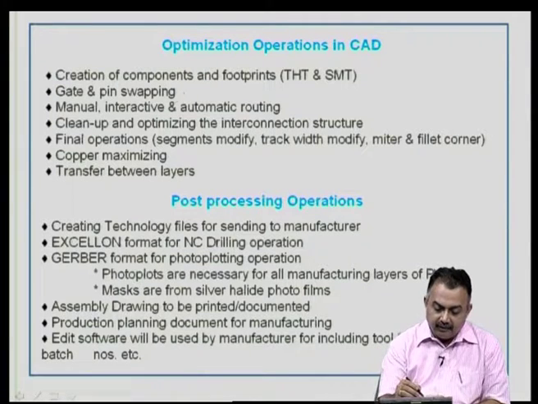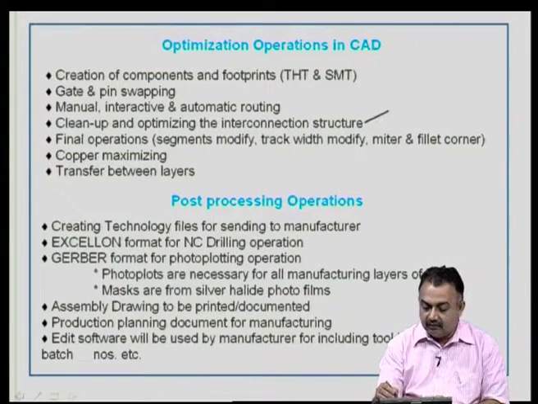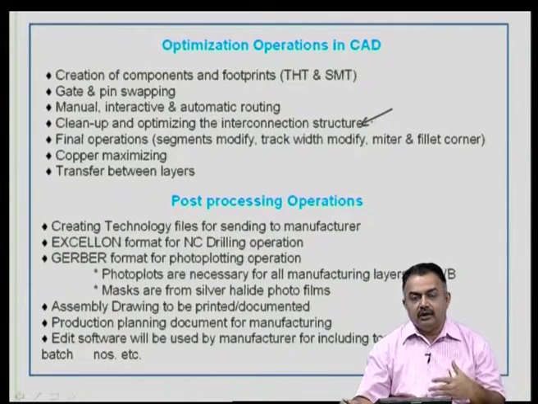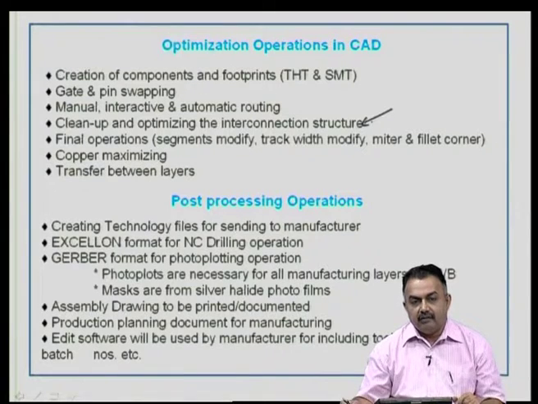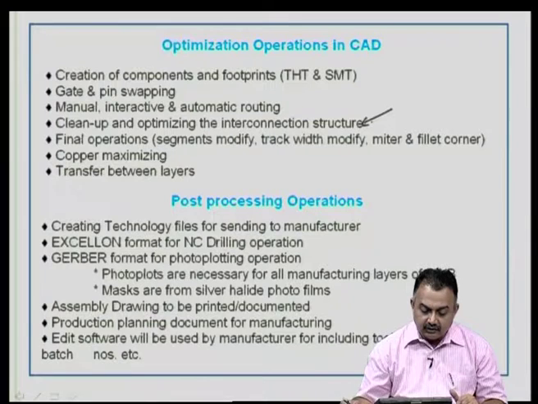Gate and pin swapping can be done. Manual, interactive and automatic routing can be done. Cleanup and optimizing the interconnection structure is a very must once you finish your first level pass of routing. In some cases, you may have to do at least 5 to 6 times the routing process by varying the layout, by changing a few components, achieving better interconnection, shorter lengths, and better thermal performance, and converting 90 to 45 degree corners and so on.